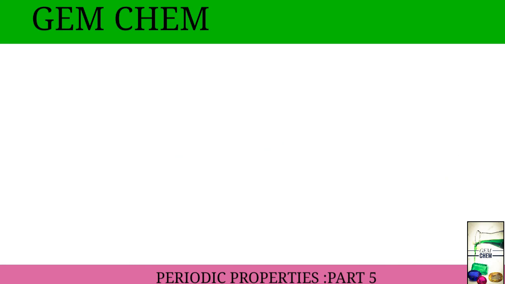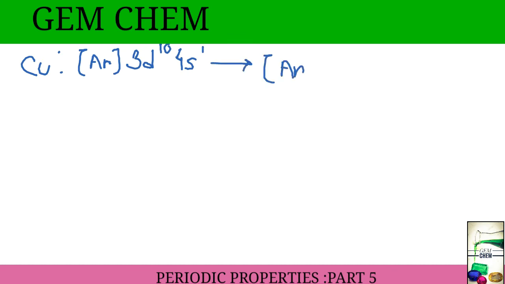Now for copper, the configuration is argon 3d10 4s1. Now it loses 1 electron to give argon 3d10. Then again it loses 1 electron, this is I1 and this is I2, to give us argon 3d9.